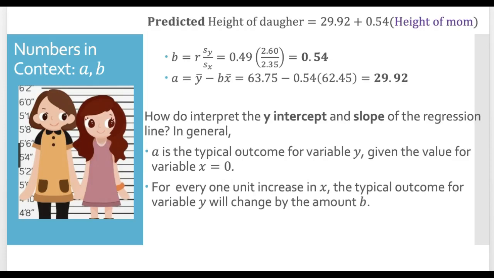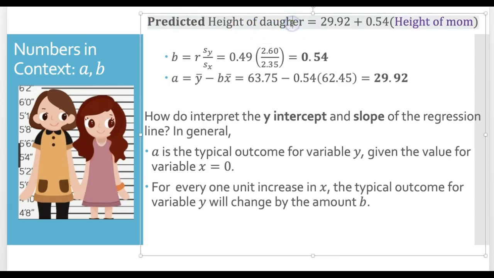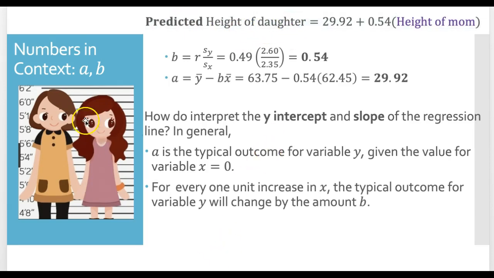So once again, if we were just to go back, if we have our regression line here, right? So remember, this is all within context, right? Every number we present is within context, right? So we need to be able to explain what the number means. Okay, so here we're saying predicted height of daughter is equal to 29.92 inches plus the product of 0.54 and the height of mom.